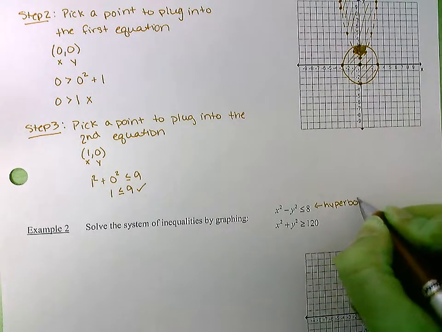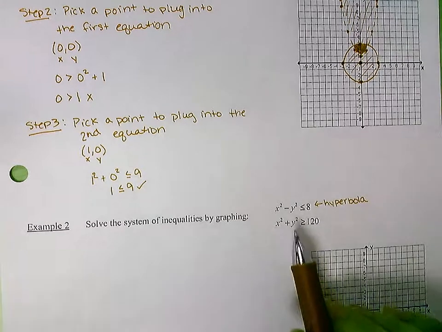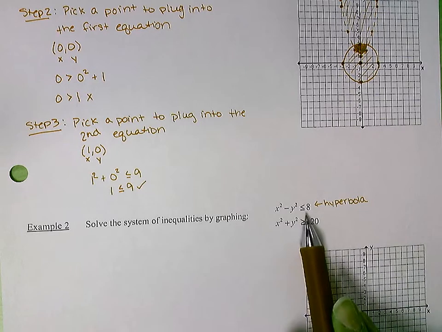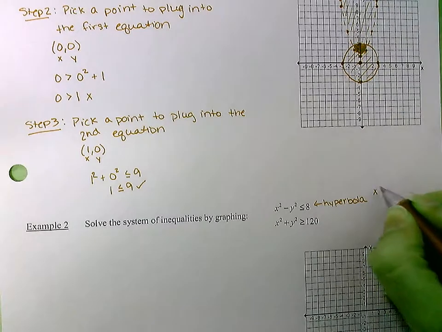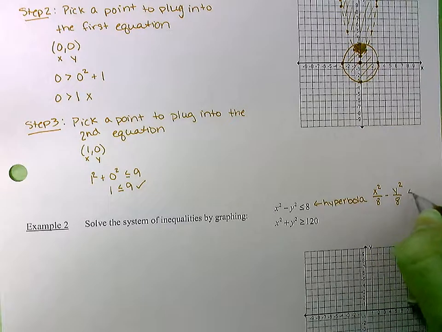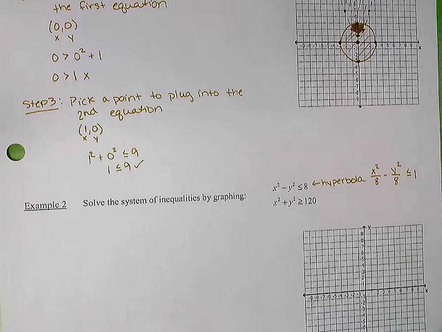That's a hyperbola. It's usually when it's x minus, if there is that subtraction, it's going to be a hyperbola. Okay, so I'm going to rewrite this equation because for a hyperbola, it has to be equal to 1, or in this case, less than or equal to 1. So I'm going to divide both sides by 8. So I'll have x squared over 8 minus y squared over 8 is less than or equal to 1. I just wanted to rewrite that equation there.